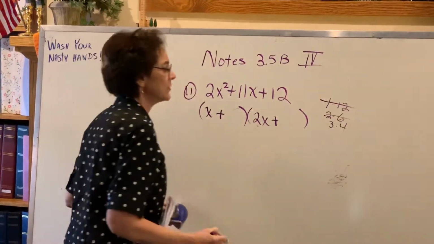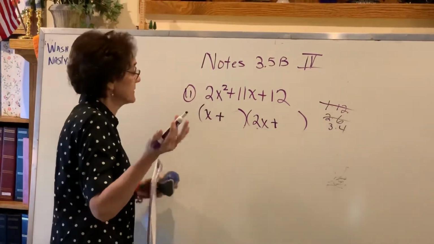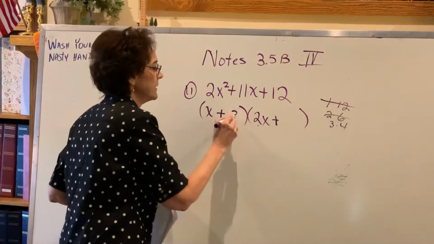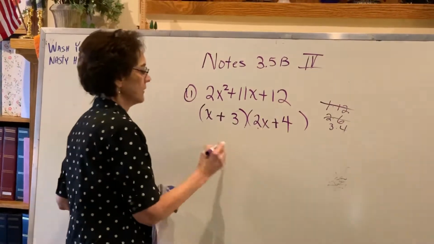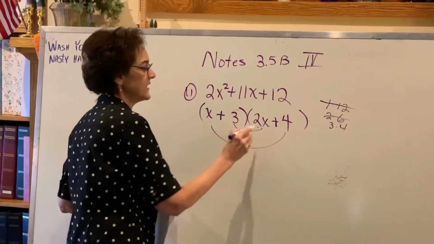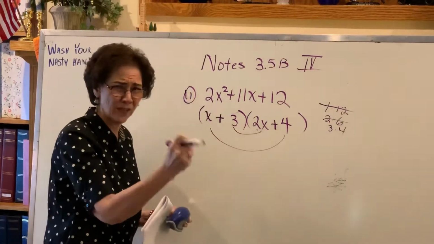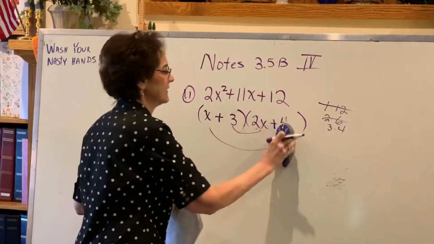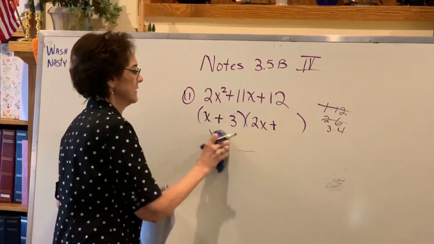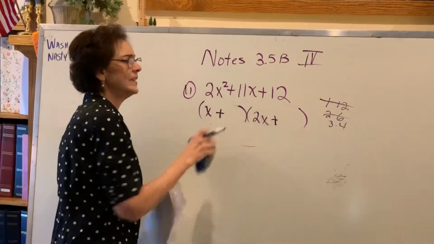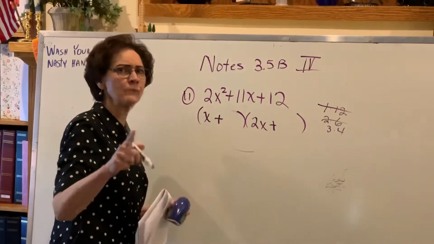So now we're down to 3 and 4. You just have to try, see if it's going to work. 3 and 4. So that would be 4x and 6x. So close. It's still not it. I need it to be 11. I need those outers and inners to add up to 11.